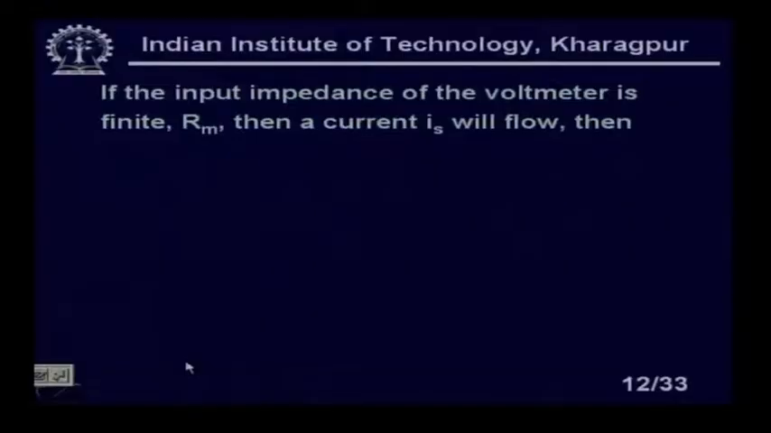If the input impedance of the voltmeter... now you see, all the analysis we have made so far assumes that no current is flowing to the secondary. Current is not flowing because we are assuming the secondary is open circuit, but in most cases that is not true. To some approximation it is true, because we connect a very high input impedance.